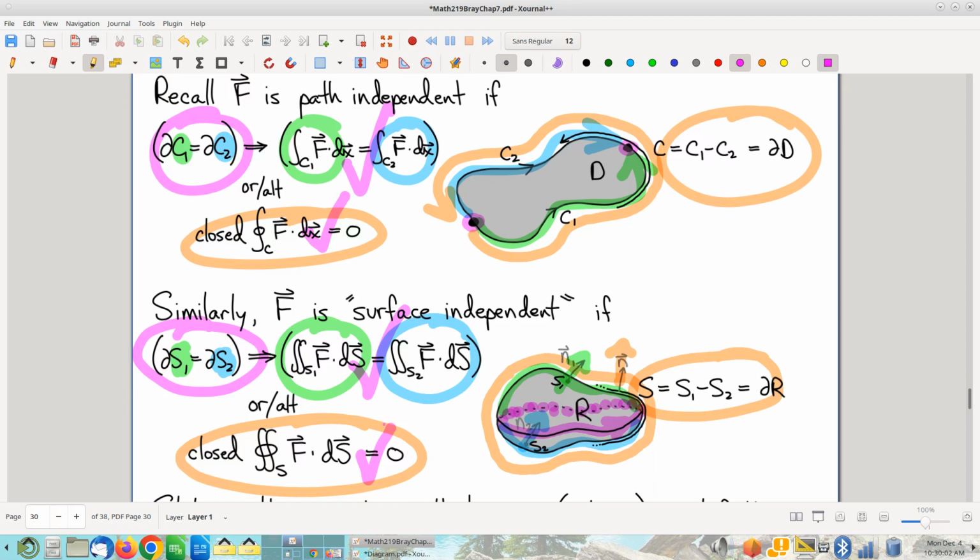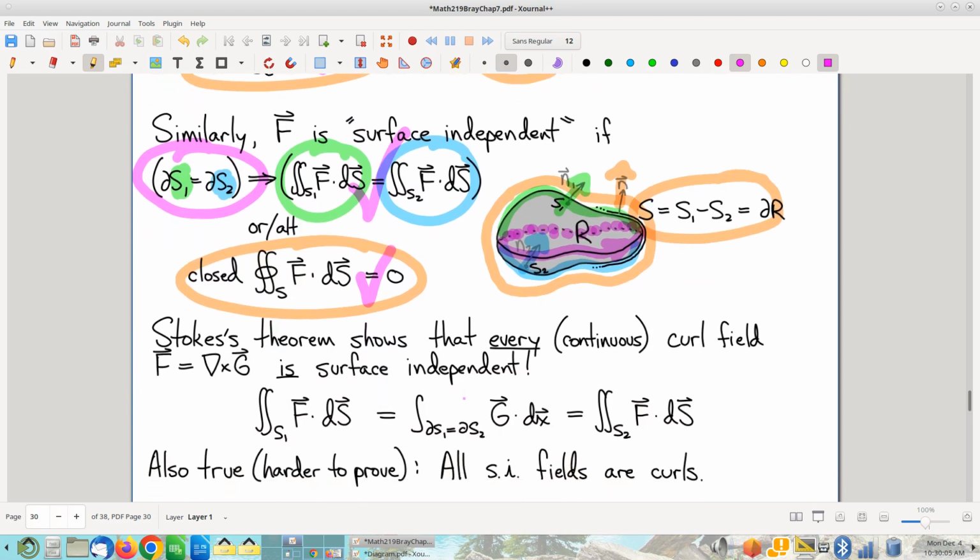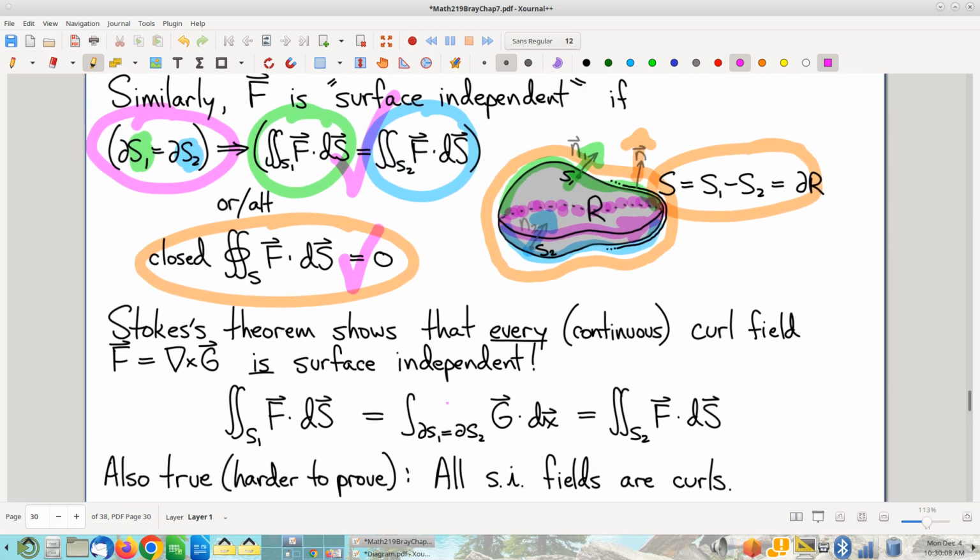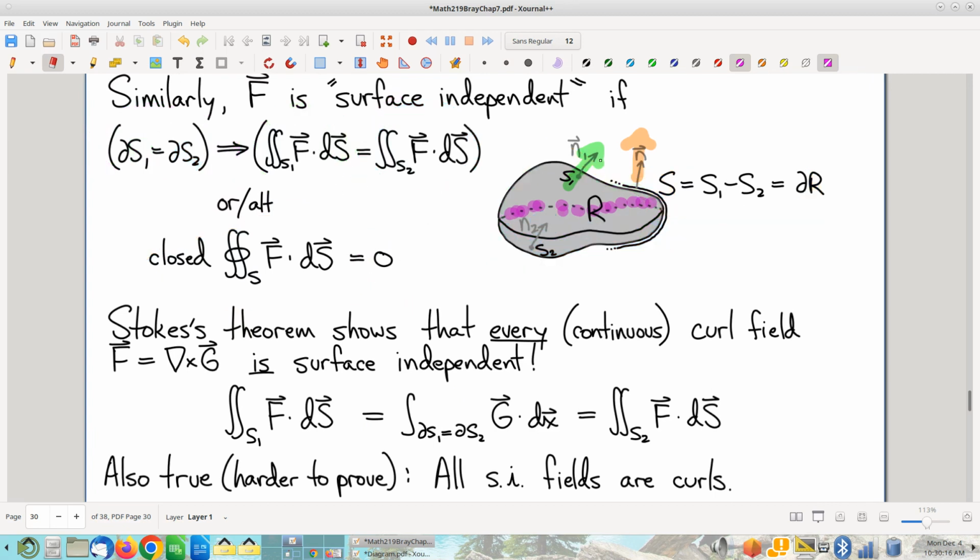All right, so how do I know that there is such a thing at all? Here's the wonderful insight there. And actually, I do want to erase my mess here. There we go. Stokes' theorem is actually going to show that every curl field, okay, regularity issues, yes, it does have to be continuous, but every curl field, that noted, is surface independent.